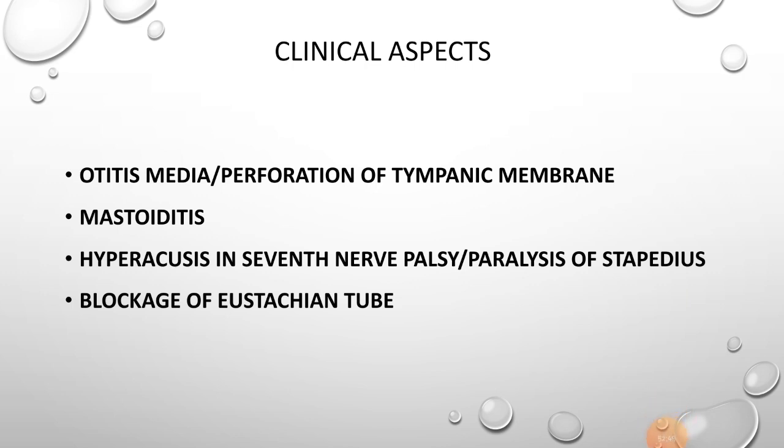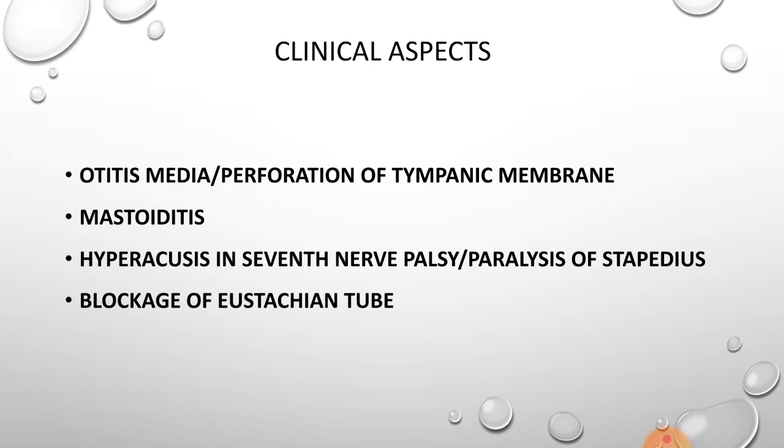Okay, now let's discuss the clinical aspects of the middle ear cavity. The first condition that I want to tell you about is otitis media, which can be acute or chronic. Otitis media presents as earache and a bulging red tympanic membrane. It may indicate pus or fluid in the middle ear cavity, which is a sign of otitis media. So the presence of pus or fluid in the middle ear cavity is a sign of otitis media.